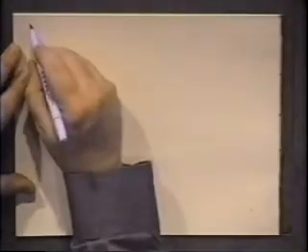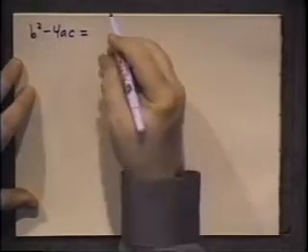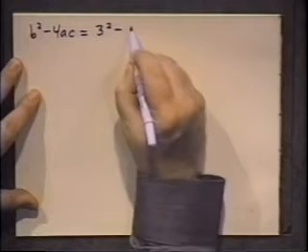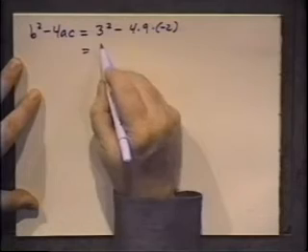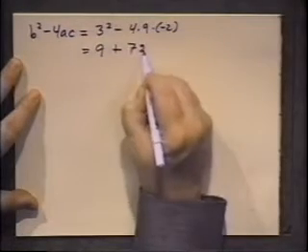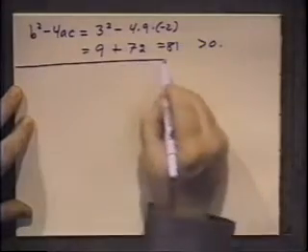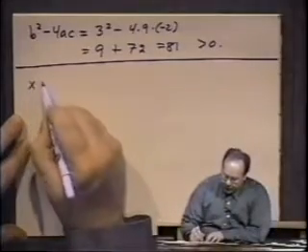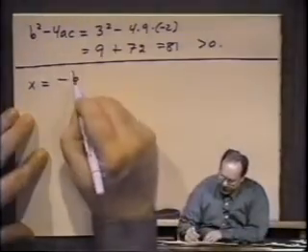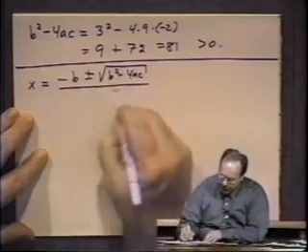Okay, continuing this, the first thing, as I recommended, was to look at b squared minus 4ac, the discriminant. In this case, that is 3 squared minus 4 times 9 times minus 2. That's 9 plus 72, which is 81. And just for the record, that's greater than 0, so I know automatically I have 2 distinct real roots. Then I can go directly to the quadratic formula. Minus b plus or minus the square root of b squared minus 4ac all over 2a.